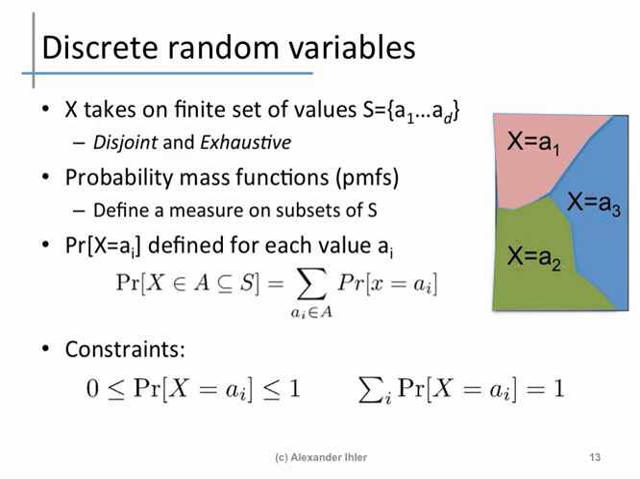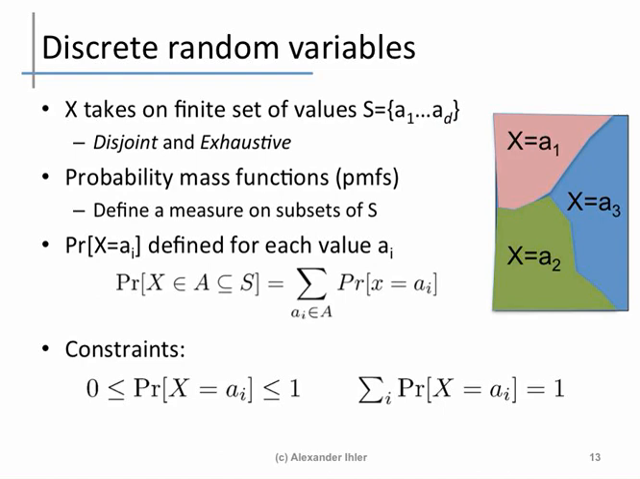We can then define a probability mass function, or PMF, that defines a measure on these subsets of S, and in particular we can do that simply by defining the probability that random variable x takes on each value. Because these sets are disjoint, the probability that x takes on a value in any subset will simply be the sum of the probabilities of its individual possible values. So this tells us that we can define the probability mass function on a variable x simply by defining the probabilities associated with each one of its possible outcomes.